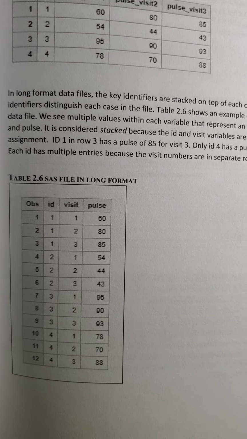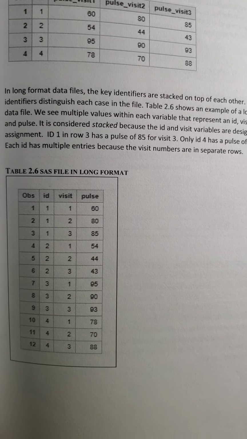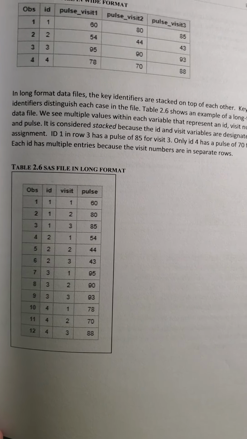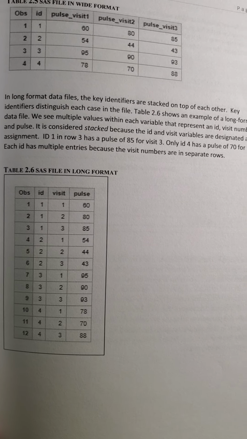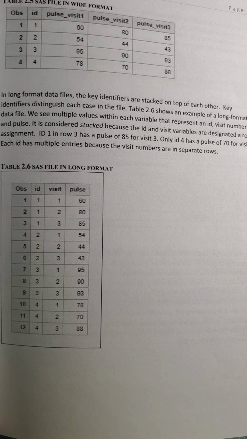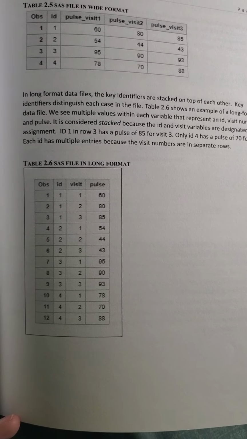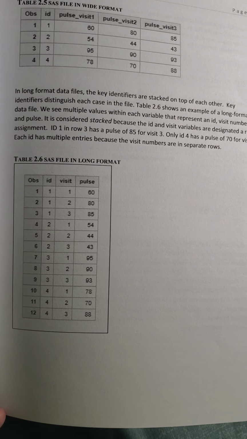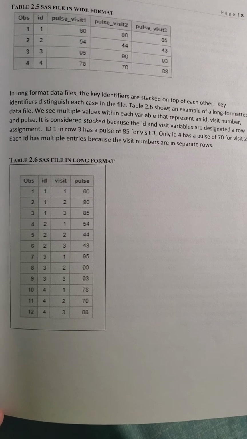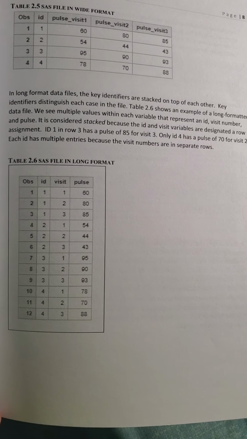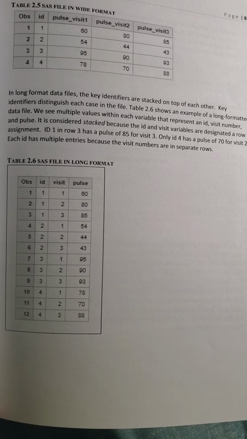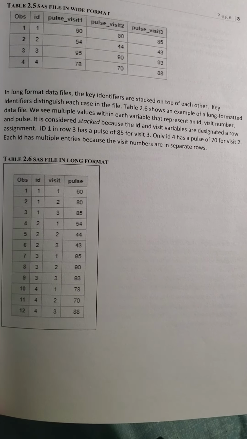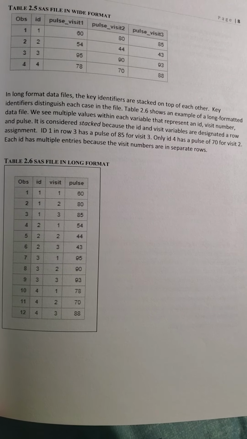In long format data files, the key identifiers are stacked on top of each other. Key identifiers distinguish each case in the file. Table 2.6 shows an example of a long formatted data file. We see multiple values within each variable that represent an ID, visit number, and pulse. It is considered stacked because the ID and visit variables are designated a row assignment.